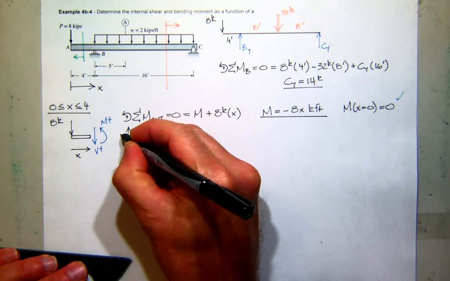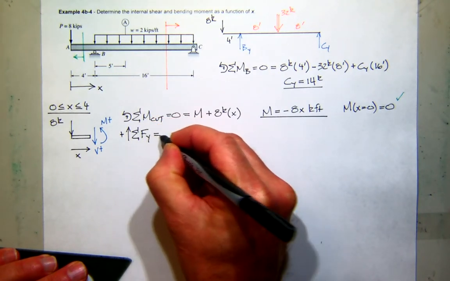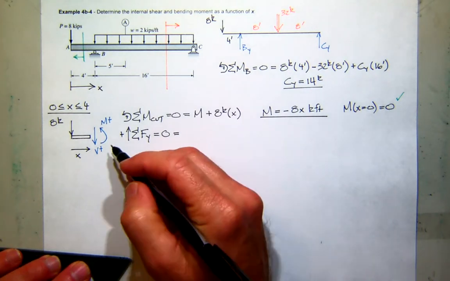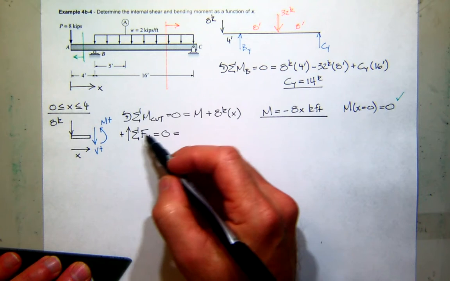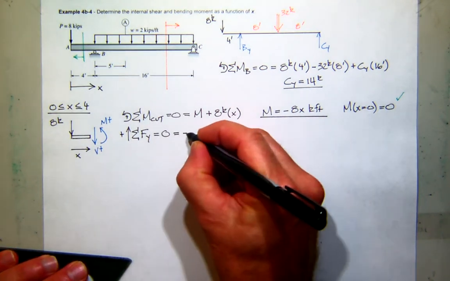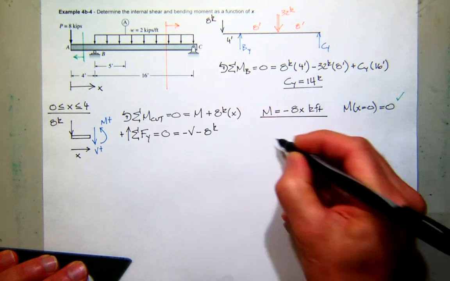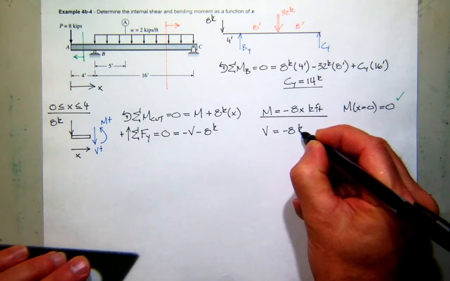Next, I can sum forces in the y direction to make sure my free body is in equilibrium. And when I do that, what do I have? Well, my shear force is a positive shear force, but when I'm summing forces, I assume up is positive. So that force is down. My 8 kip force is down. So when I solve for the shear, I get minus 8 kips, a constant force.